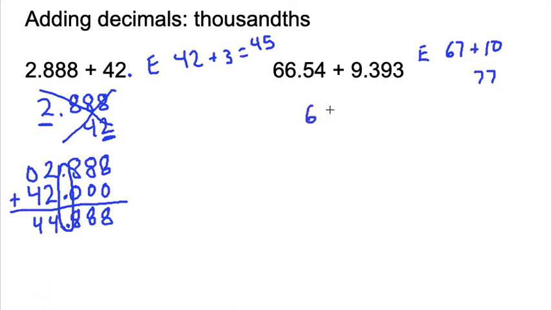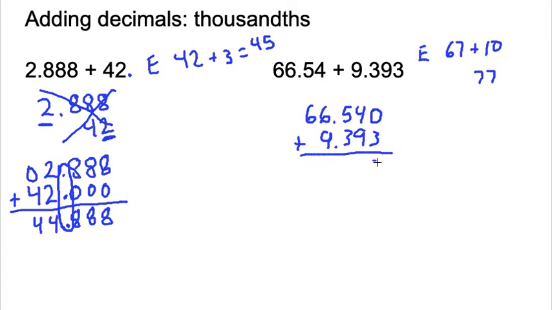So we put 6 and 54 hundredths, or since this one goes out to thousandths, you can make that 540 thousandths. Then you have the same place value. Then 9 and 393 thousandths. Then we're just going to add those together.